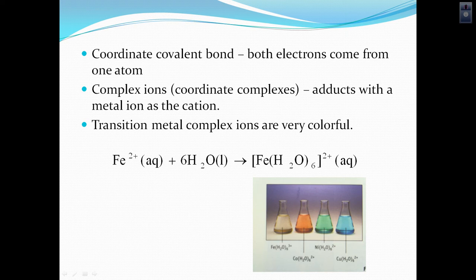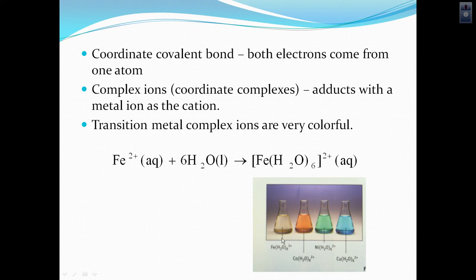Complex ions, or coordinate complexes as they're often called because it's coordinate covalent bonding in a more complex situation, are when we have a metal ion as the cation. This happens very often in our transition metals. We get extremely colorful pictures. You can see that down here.